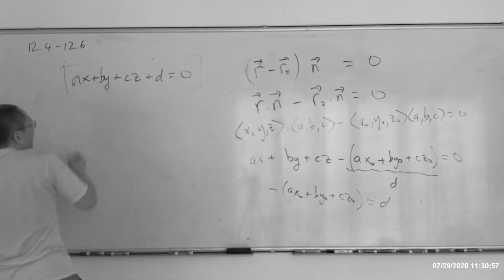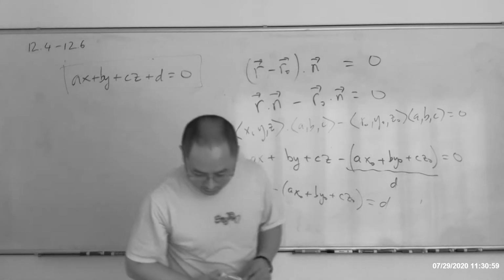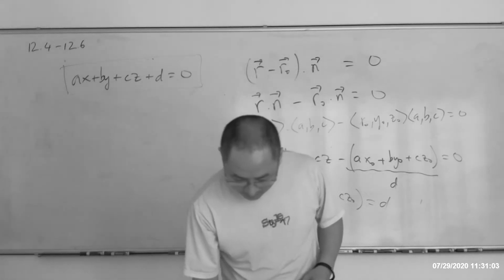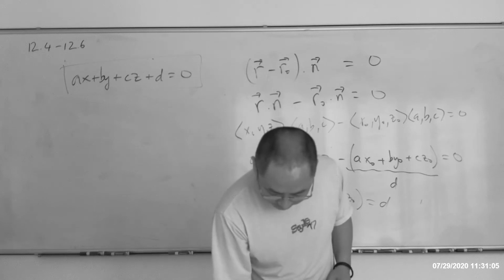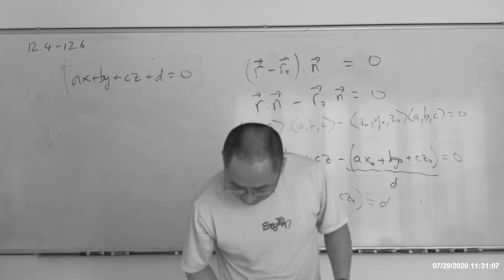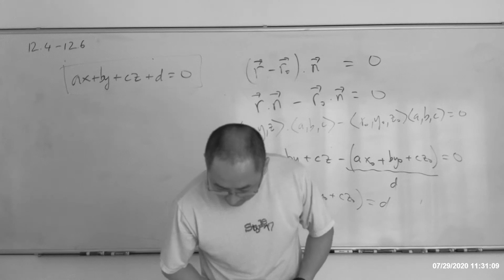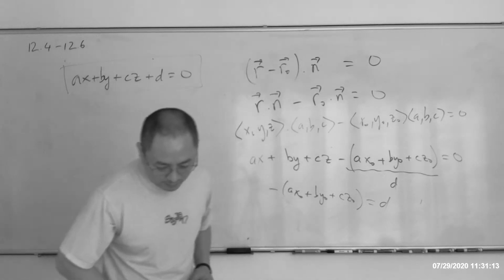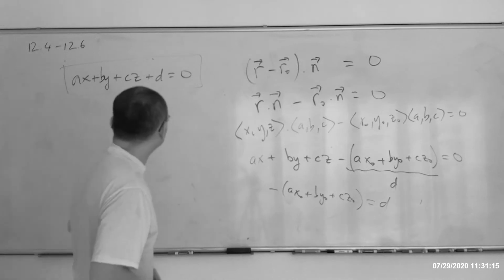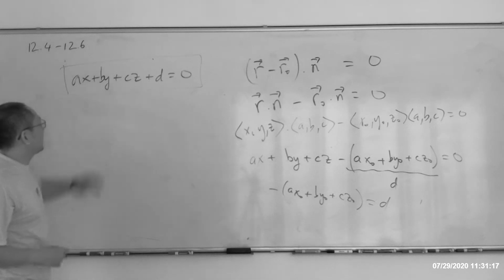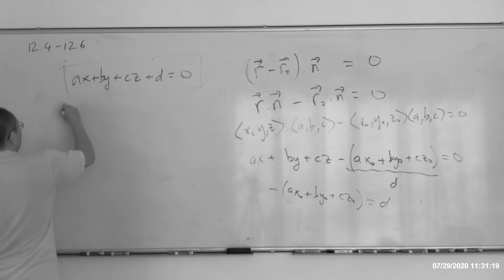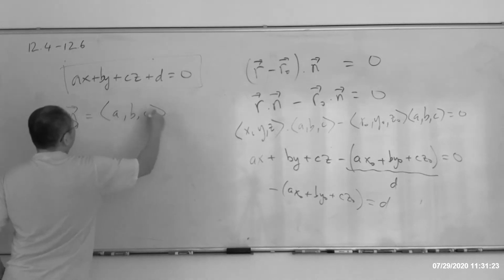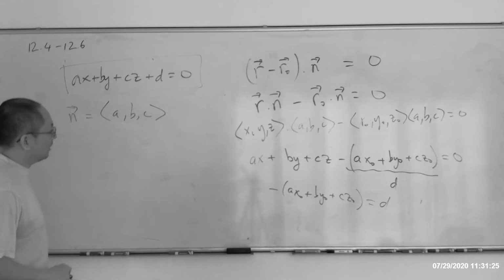And I think the book has a name for this equation. Let me look for it. This is called the scalar equation of the plane. Okay. So with this equation of the plane, the normal vector V is A, B, C. Okay?